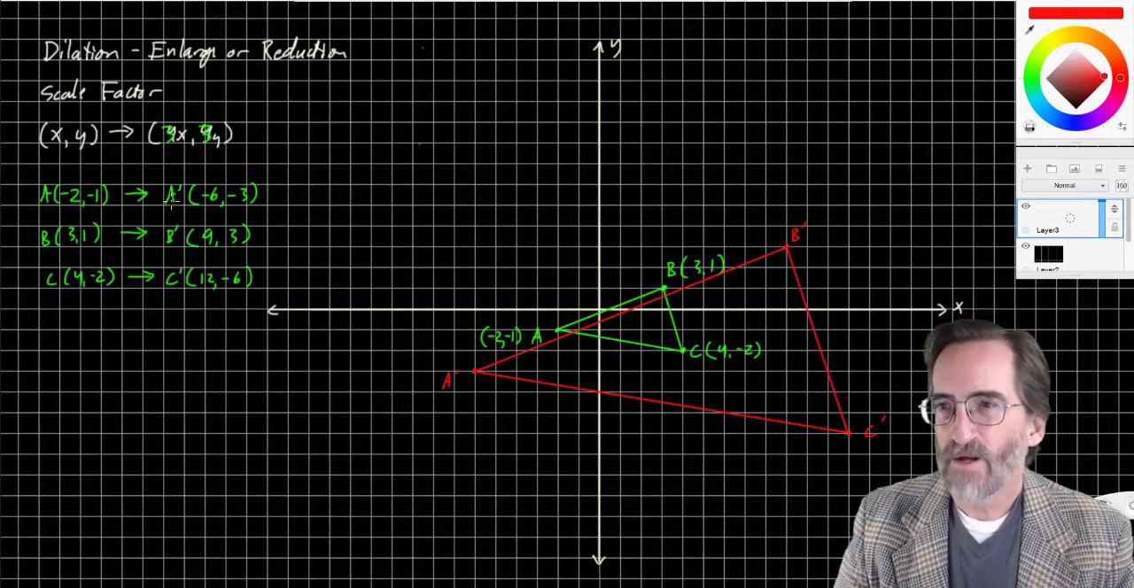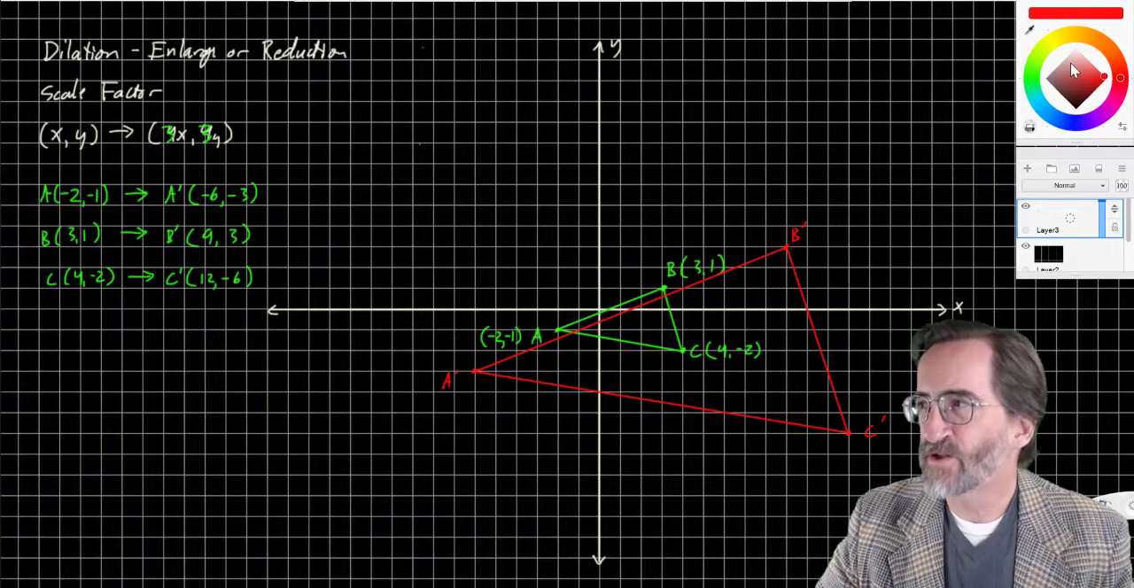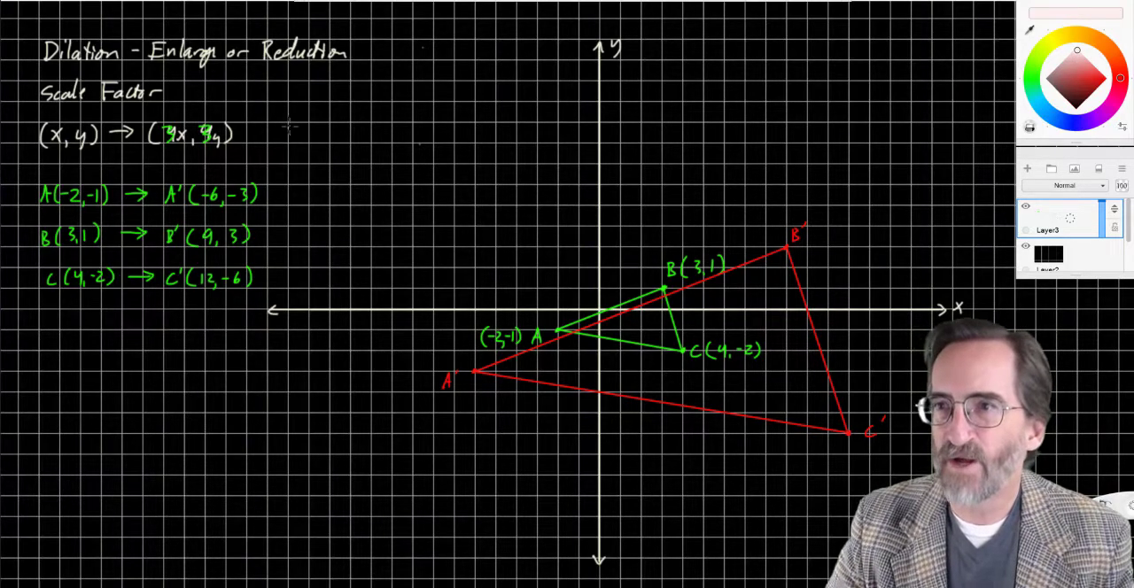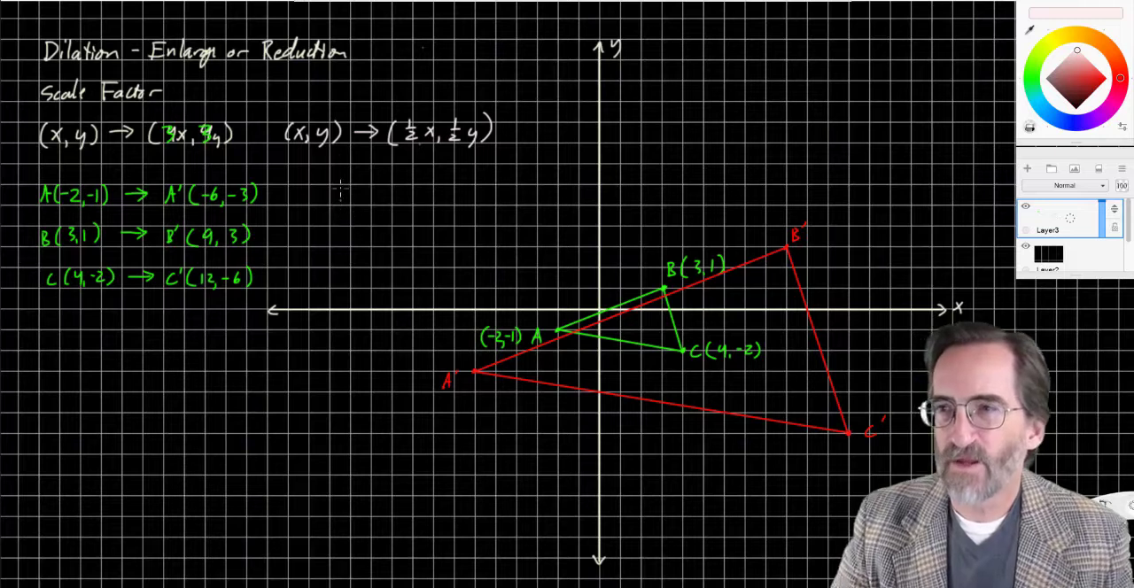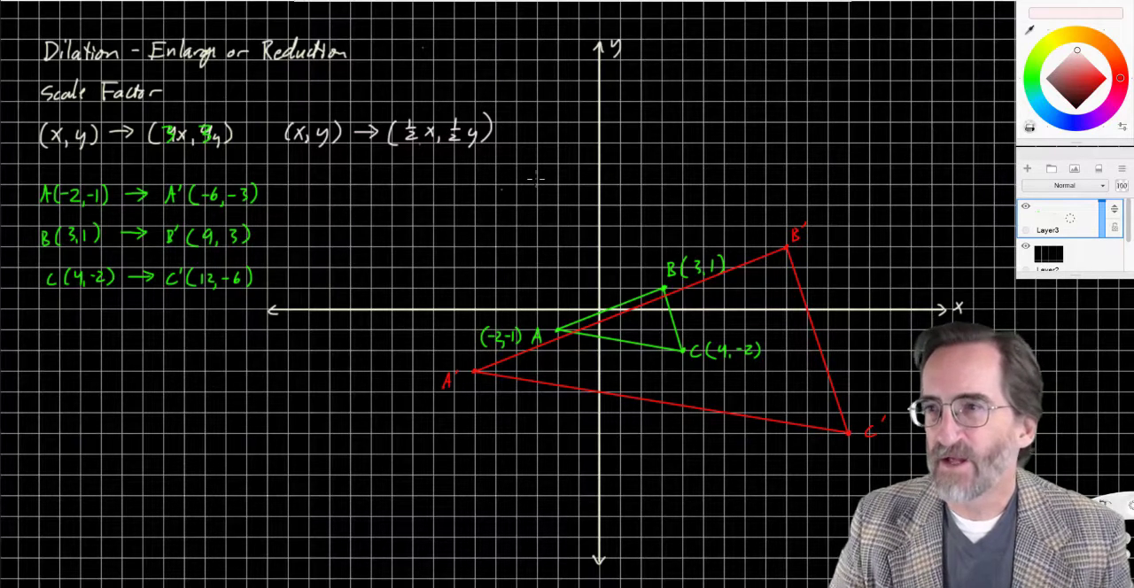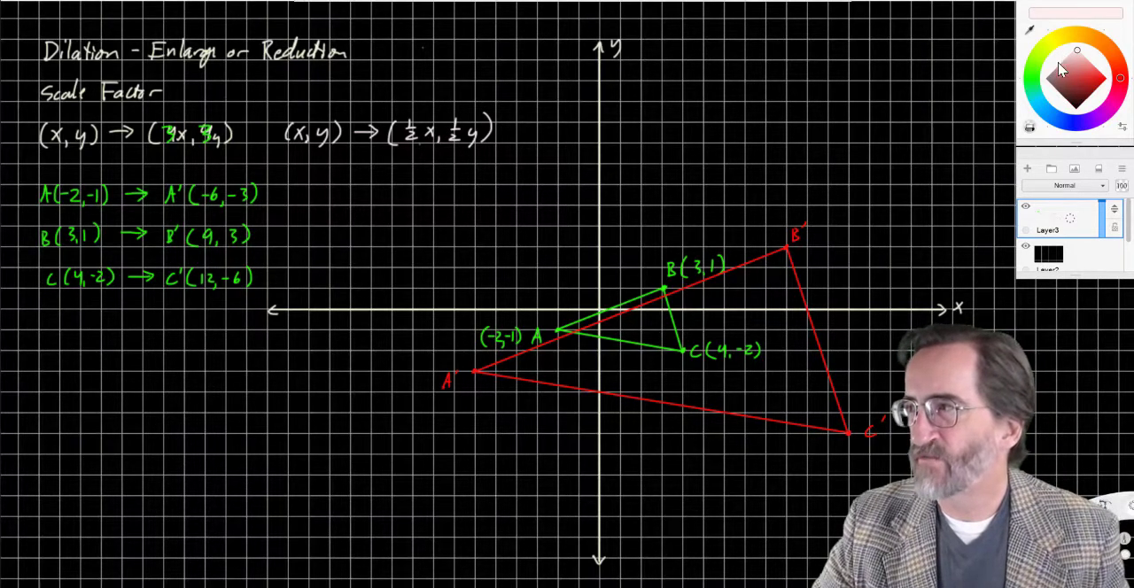Okay? Let's do the same thing now. Let's do this transformation. Let's do xy becomes 1/2 x, 1/2 y. Okay? In that case, everything gets divided by 2. I'm going to do this fairly quickly.